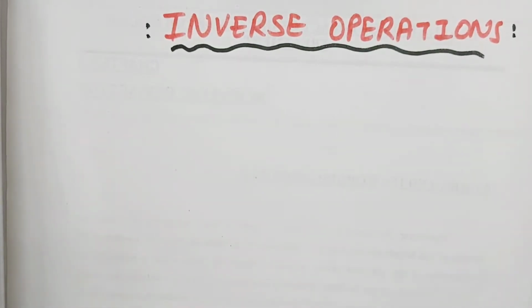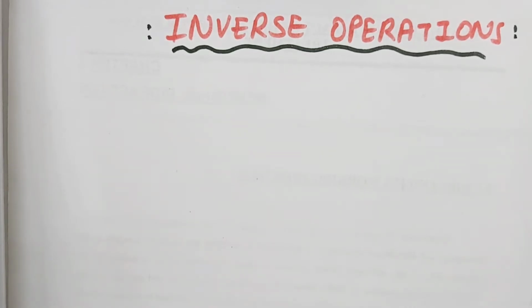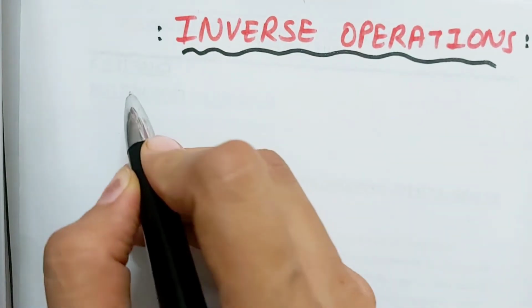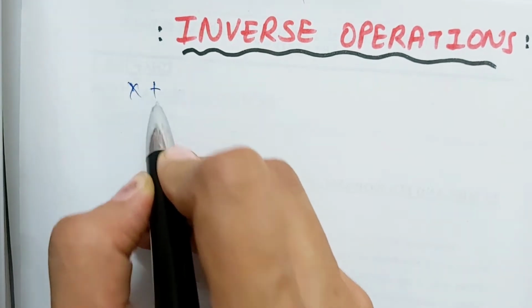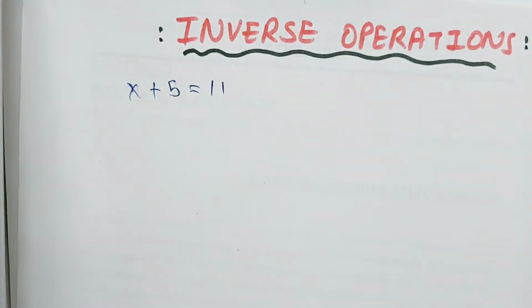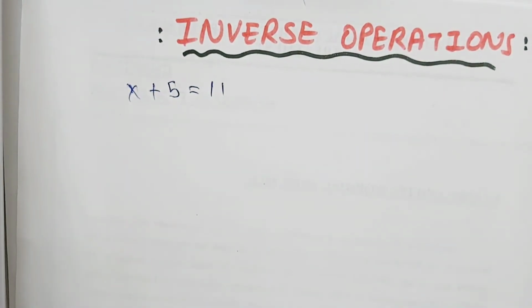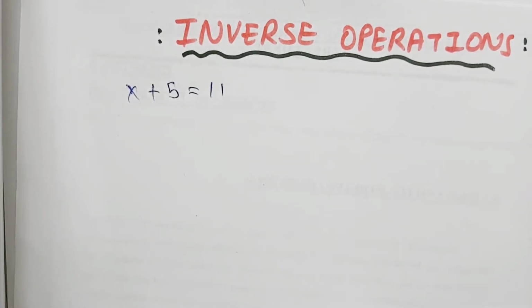Hello everyone. So we are going to see how we can actually solve some linear equations. For example, if you have something like this which says x plus 5 is equal to 11. Now what do I really mean when we say how to solve an equation? Basically, to find the value of the variable is to solve the equation.